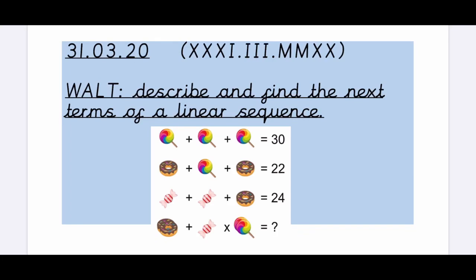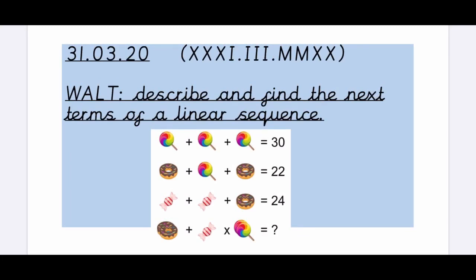So we've got a lolly, add a lolly, add a lolly equals 30. We've then got a donut plus a lolly plus a donut equals 22. We then got a sweet plus a donut equals 24. So once you've figured out the values of the lolly, the donut and the sweet, use that knowledge to work out the total of the bottom row.